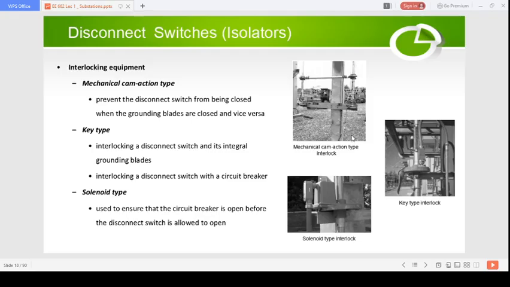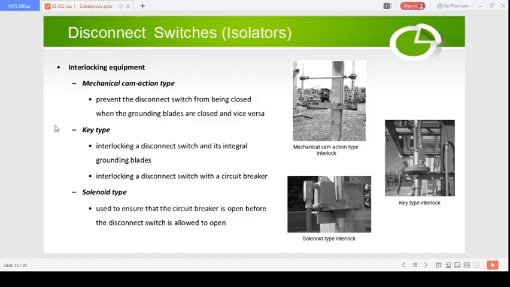Then you do the maintenance, and once you do that, you have to remove this grounding, and only then you close these isolators. Otherwise there will be a short circuit to the ground. So this mechanical cam type interlock equipment makes sure that this will not happen.